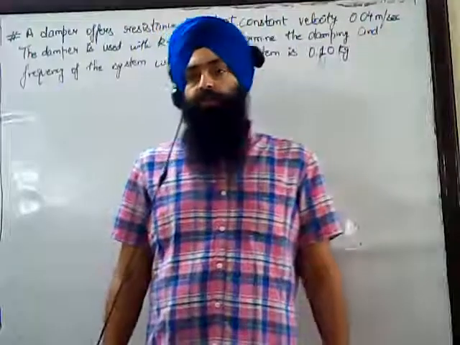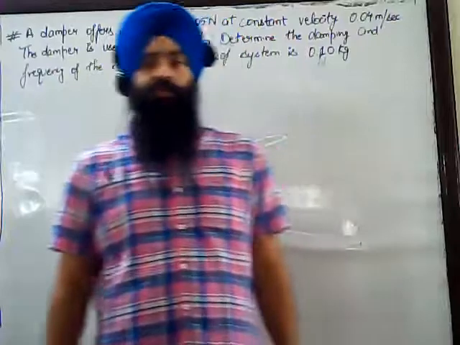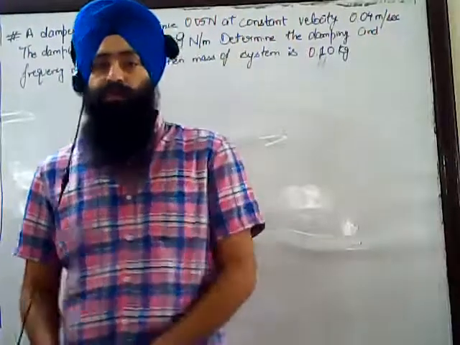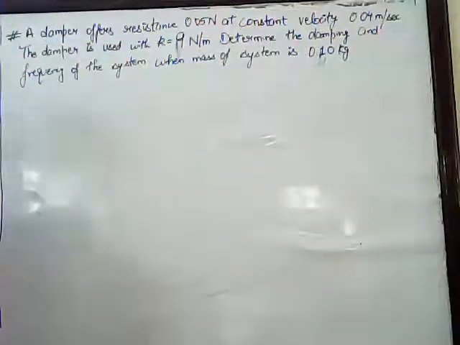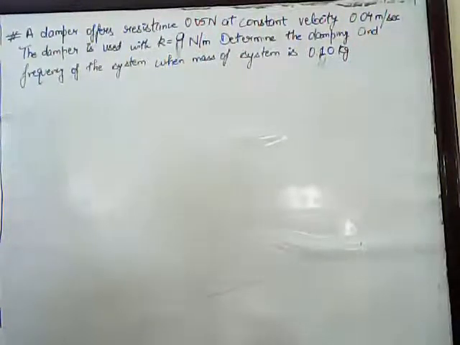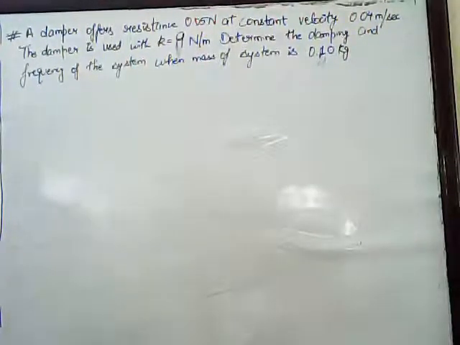Hello everyone. Today's topic of discussion is numericals on undamped free vibrations. A damper offers a resistance of 0.05 Newton at a constant velocity of 0.04 meter per second. The damper is used with stiffness K equal to 9 Newton per meter. Find the damping and frequency of the system when the mass of the system is 0.1 kg.